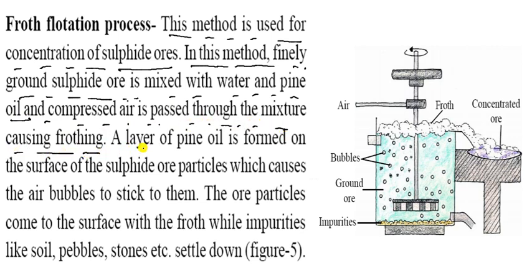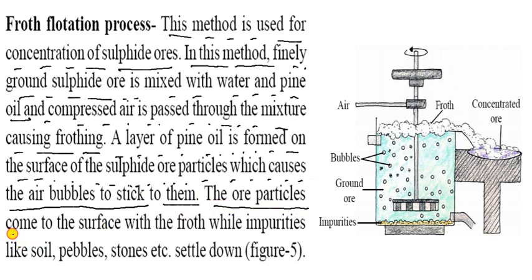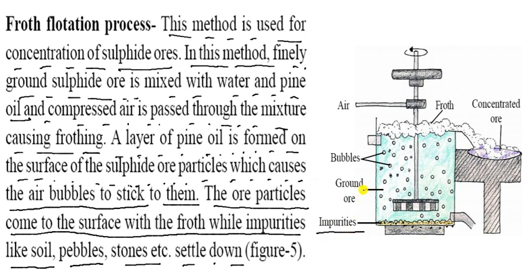In this method, the finely ground sulfide ore is mixed with water and pine oil. The pine oil gives more froth, and compressed air is passed through the mixture, causing frothing. A layer of pine oil is formed on the surface of the sulfide ore particles, which causes the air bubbles to stick to them. The ore particles come to the surface with the froth while the impurities like soil, pebbles, stones, etc. settle down at the bottom.